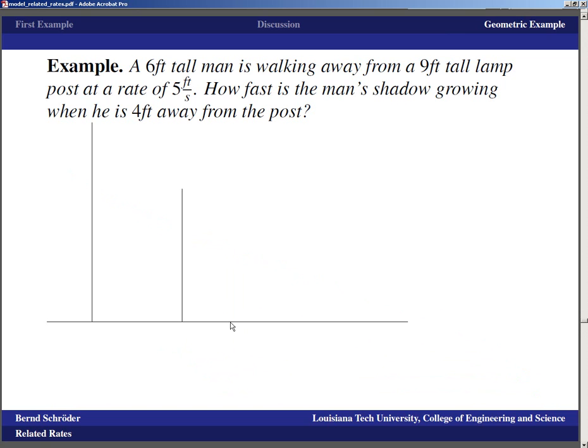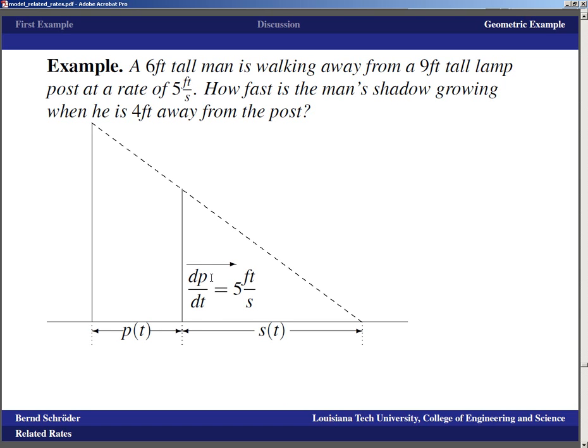So here's the flat ground, here's the lamppost, here's the guy, and the length of the shadow is determined by the first ray of light that barely hits the ground, because that's where the shadow ends. And so then the length of the shadow is this, that's s of t, because it depends on time. Then the distance from the man to the lamppost, that's p of t, I guess for post.